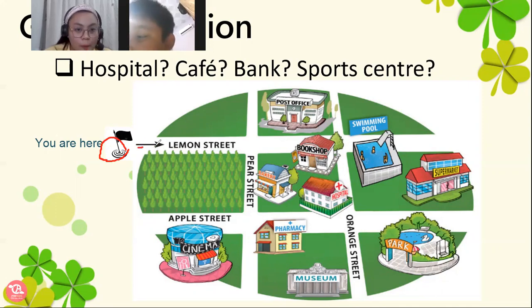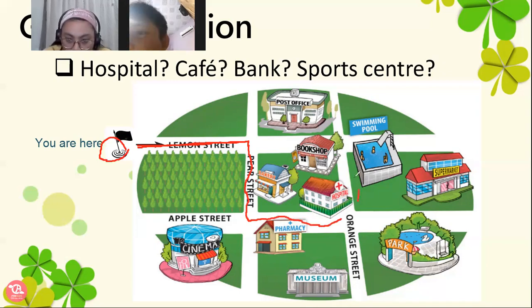First, we go straight on Lemon Street. Okay, we go straight on Lemon Street. Turn right onto Pearl Street and then go to Orange Street. Okay, so turn left onto Orange Street and at the corner. Yeah. Okay, at the corner of Orange Street. Corner. Okay, and there's the hospital. All right.